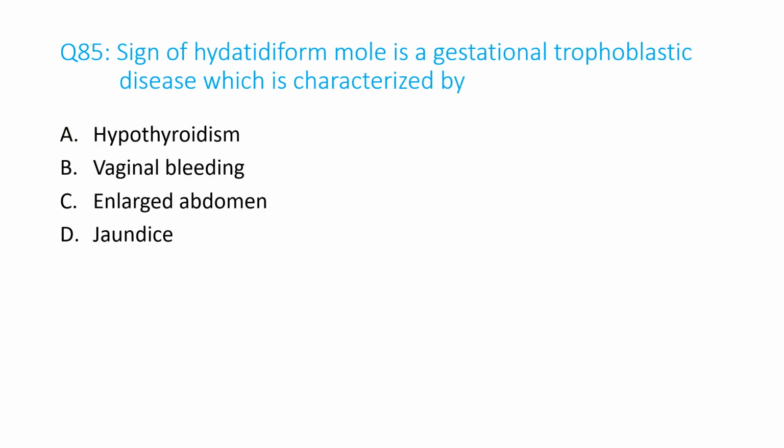And the answer is question number 85. Hydatidiform mole is a gestational trophoblastic disease which is characterized by A. Hypothyroidism. B. Vaginal bleeding. C. Enlarged abdomen. D. Jaundice.